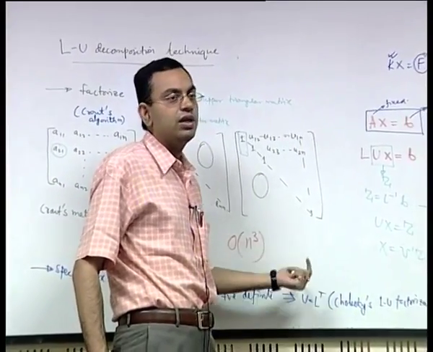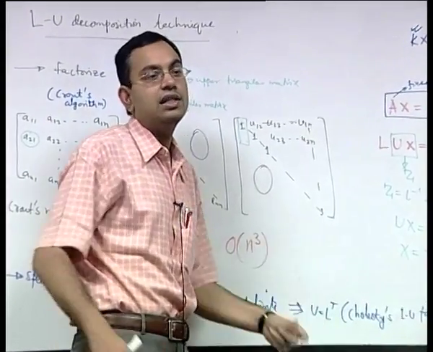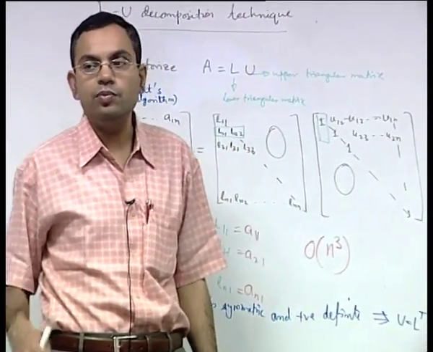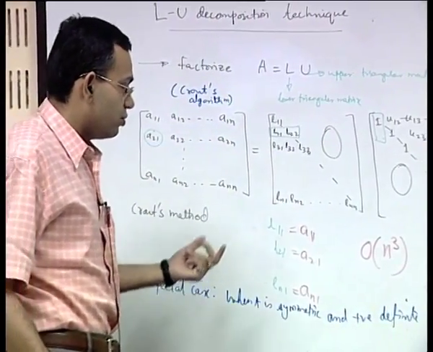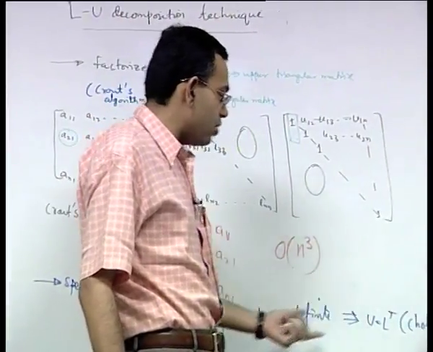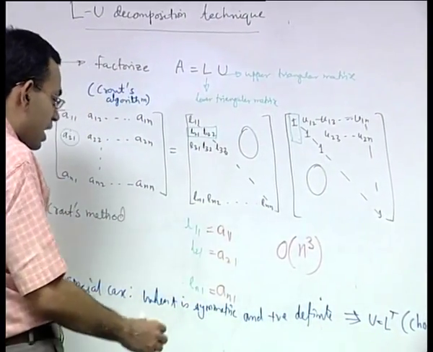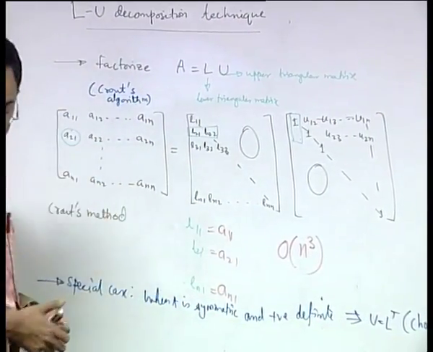So the number of calculations becomes half, but that does not change the order, it does not change it from n cube to any other order. Now it is important to understand that this can be applied when A is symmetric and positive definite.